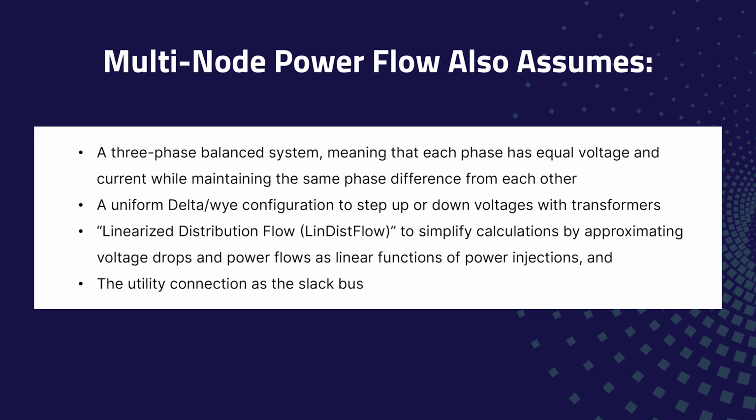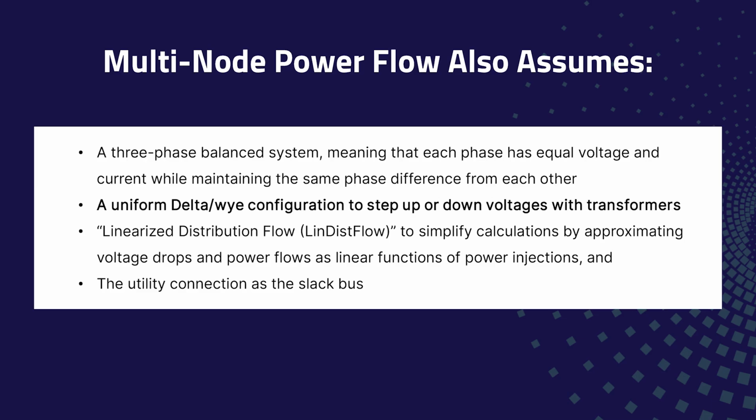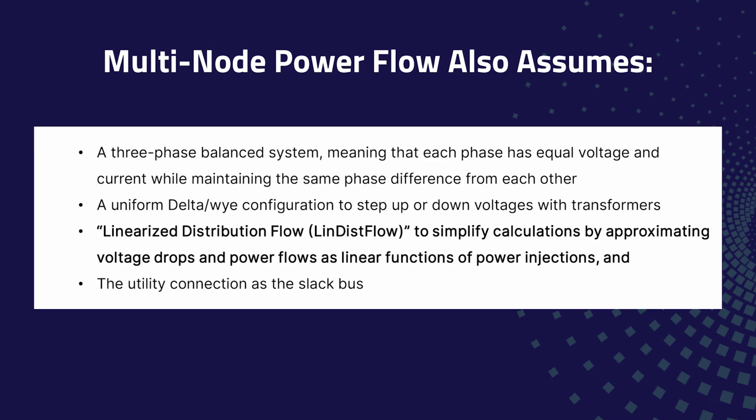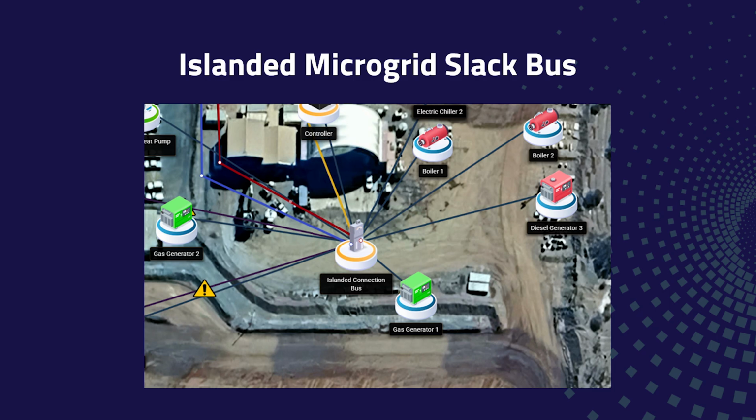Additionally, the multi-node power flow also assumes a three-phase balance system, meaning that each phase has equal voltage and current while maintaining the same phase difference from each other. A uniform delta-Y configuration to step up or down voltages with transformers. Linearized distribution flow to simplify calculations by approximating voltage drops and power flows as linear functions of power injections. And the utility connection as a slack bus. Note that in an off-grid model, the islanded connection node with a generator serves as a slack bus.